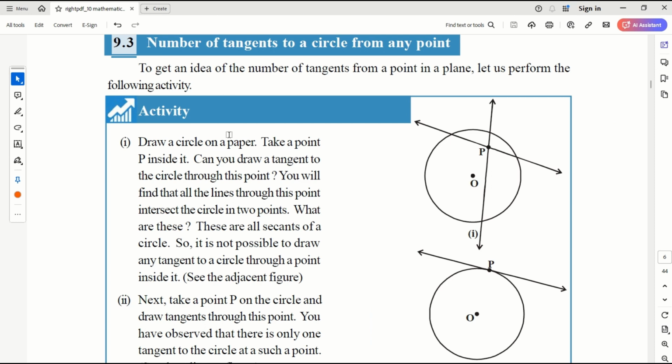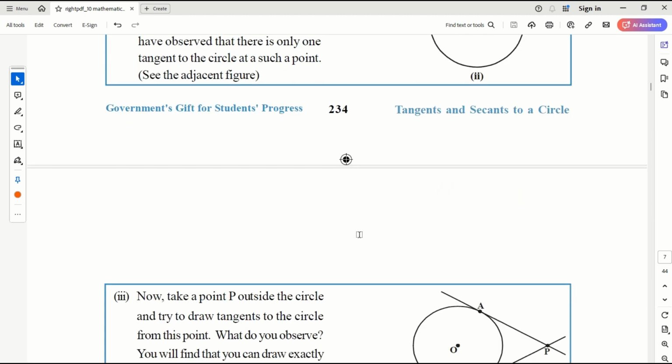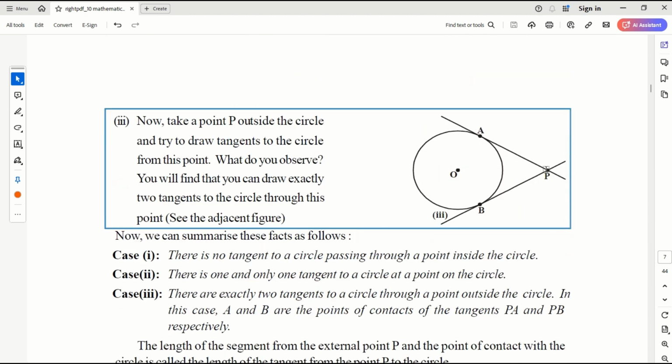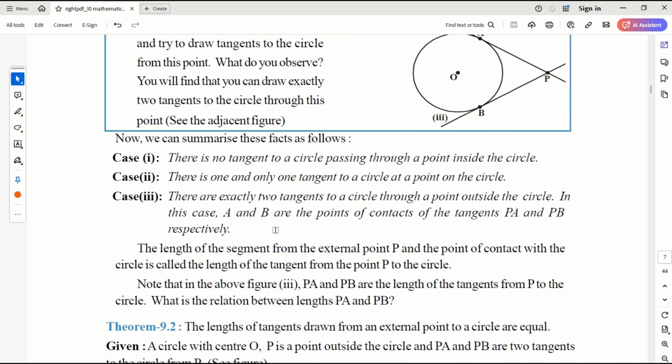Number of tangents to a circle from any point. We already know that we can draw two tangents from a given point outside the circle to the circle. Just a simple activity: if you take a point inside the circle, you cannot draw any tangents, so you will get only secants. If the point is on the circle, you can draw one tangent, because one point, one tangent. If the point is external to the circle, you can draw two tangents like this. So this is the observation which is given.